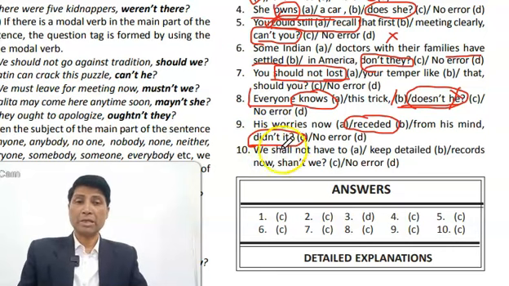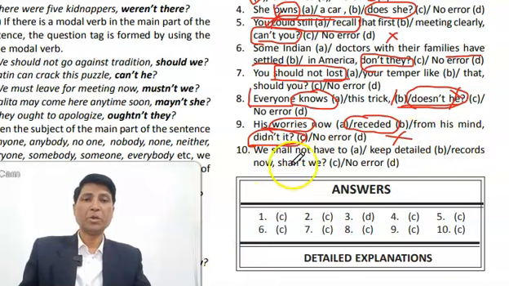But is it correct? No. This question tag is wrong. Why is it wrong? Because the subject of the verb is worries, which is plural. So here the subject should be they. So in place of it, it should be they. Moving on to the last question. Now look at question number 10.